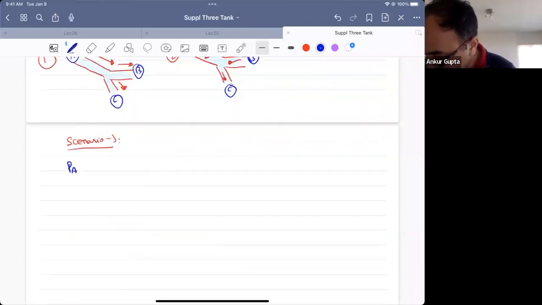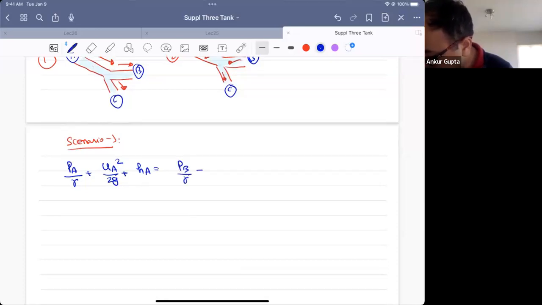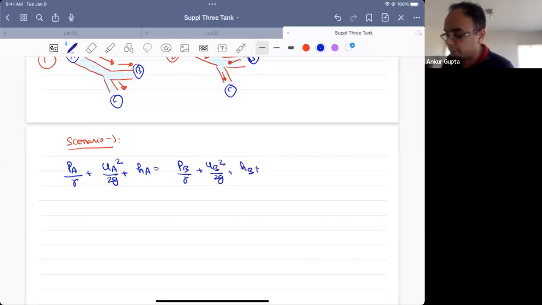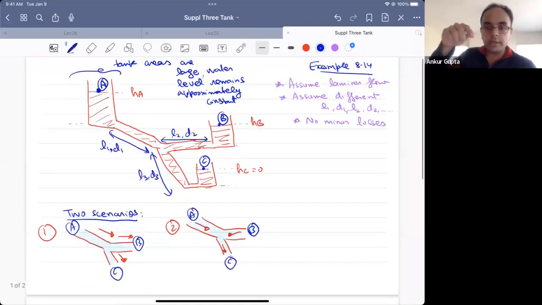So we have PA by gamma, then UA squared by 2g, plus HA, equal to PB by gamma, plus UB squared by 2g, plus HB, and then the losses. This is between A and B, so the water flows through pipe 1 and pipe 2.